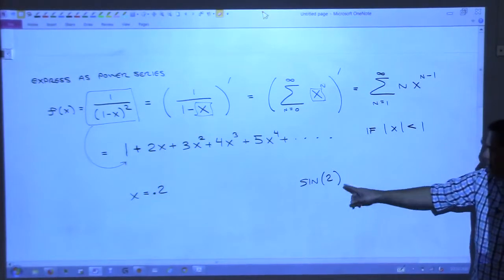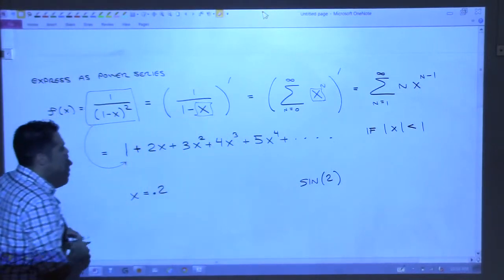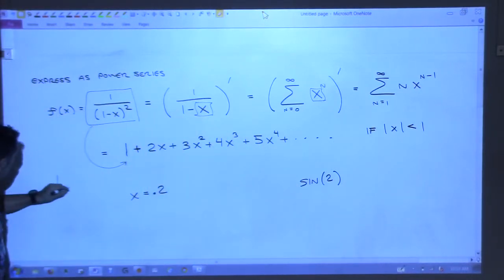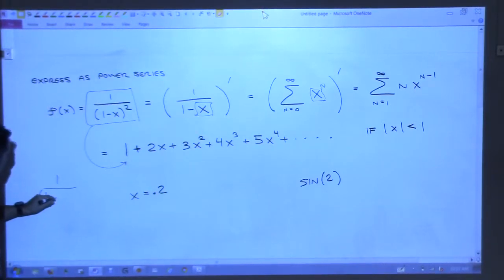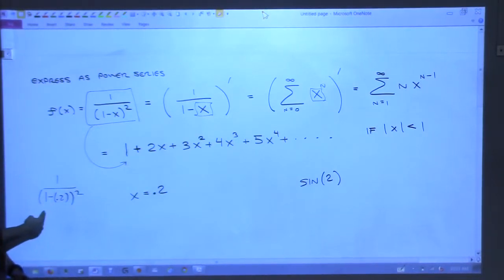Doesn't matter. I don't care what that is, radians or degrees. Let me put it this way. If I go to my calculator and I type in 1 over 1 minus, let's say, 0.2, and then squared, my calculator can do this. It's just basic arithmetic, isn't it? It can do the arithmetic on this, right?